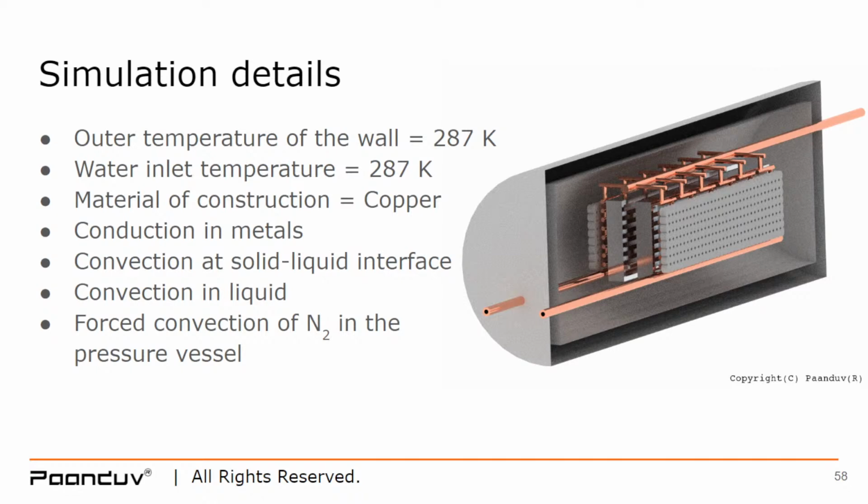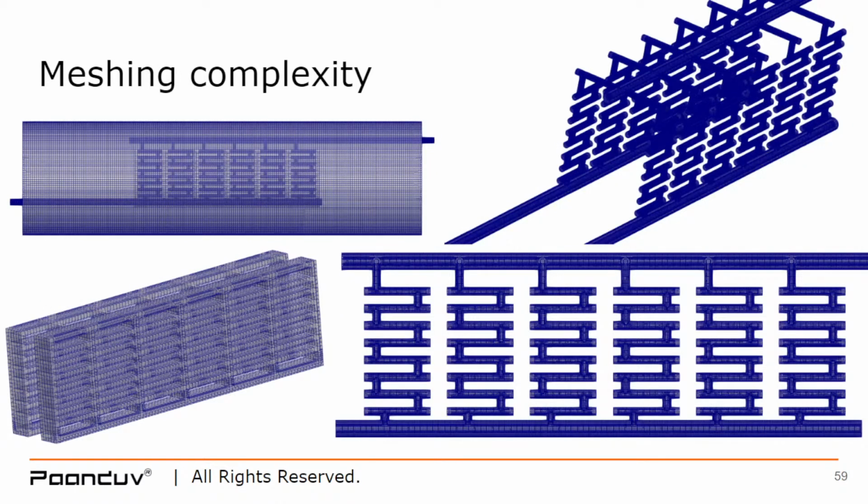Conduction in metals is allowed. Convection at liquid solid interface is allowed. Convection in liquid is allowed. And forced convection of nitrogen in the pressure vessel is also allowed. Right. And I want to highlight the meshing complexity of the system. This is very complex, and appropriate meshing is used.